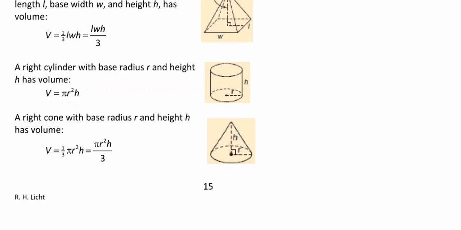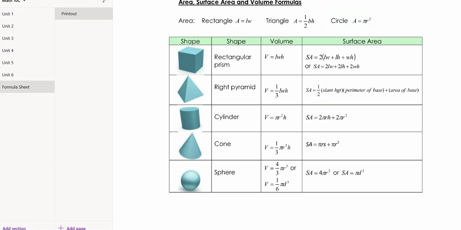And then the volume of my cone would be the area of the circle, that's that part, times the height, but then it's going to be a third of that when we're done. Okay, so that's what's happening. Good news is you guys don't have to memorize these. These are on your formula sheet. So they're under volume here, right? So you have that for all those general shapes.